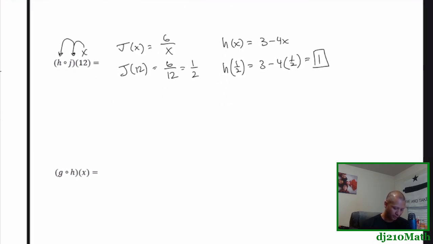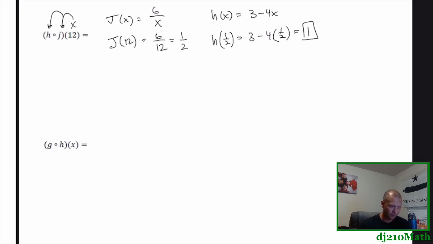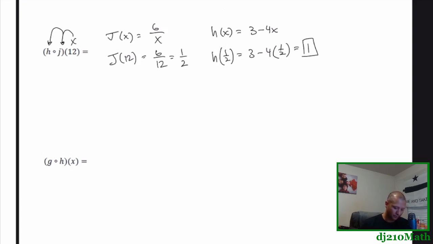All right, so now g of h. We don't have a number. We just have x. So that's fine. So h of x is equal to 3 minus 4x. When I plug x in, I get 3 minus 4x. Here's where it's going to get kind of uncomfortable. My new input is going to be 3 minus 4x. That's what I'm plugging into g.